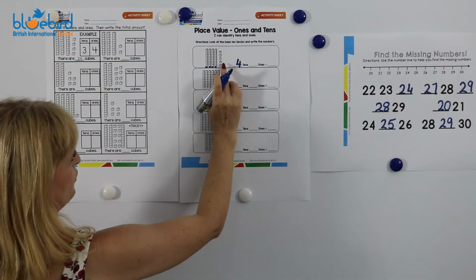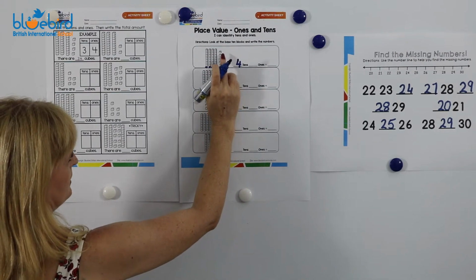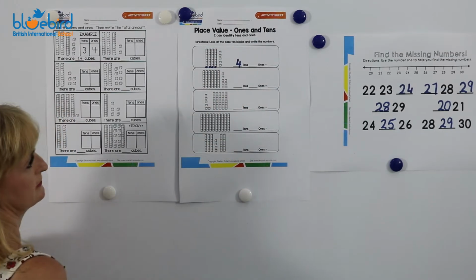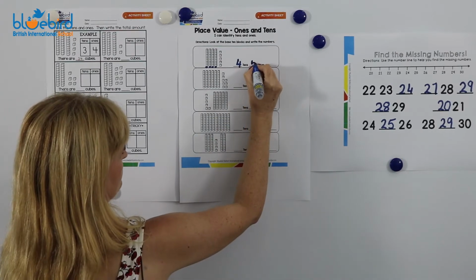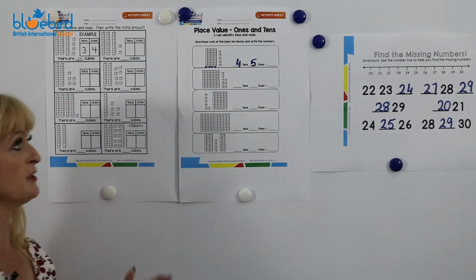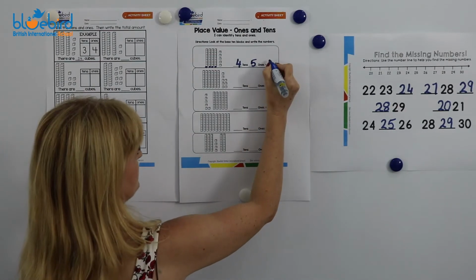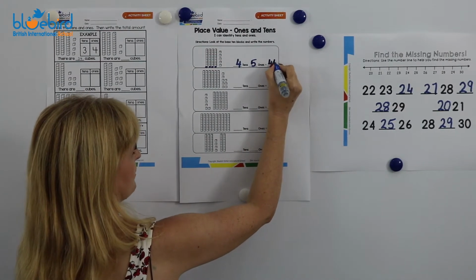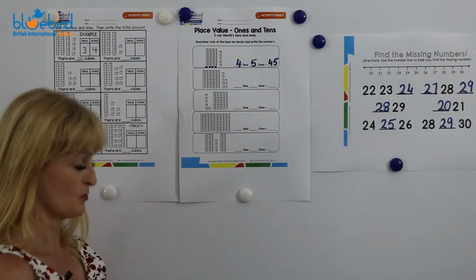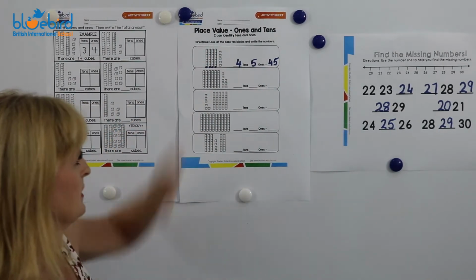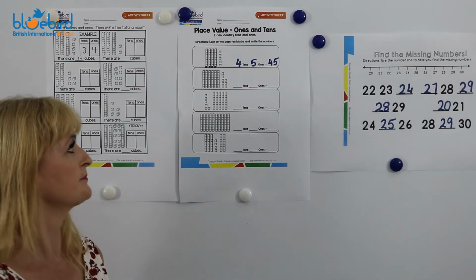So this time, 1, 2, 3, 4, 5. So we put 5 1s. And now we just put the numbers together. We add them together. And 4 10s and 5 1s, we get 45. And if we were to add all of these blocks, it would equal 45.